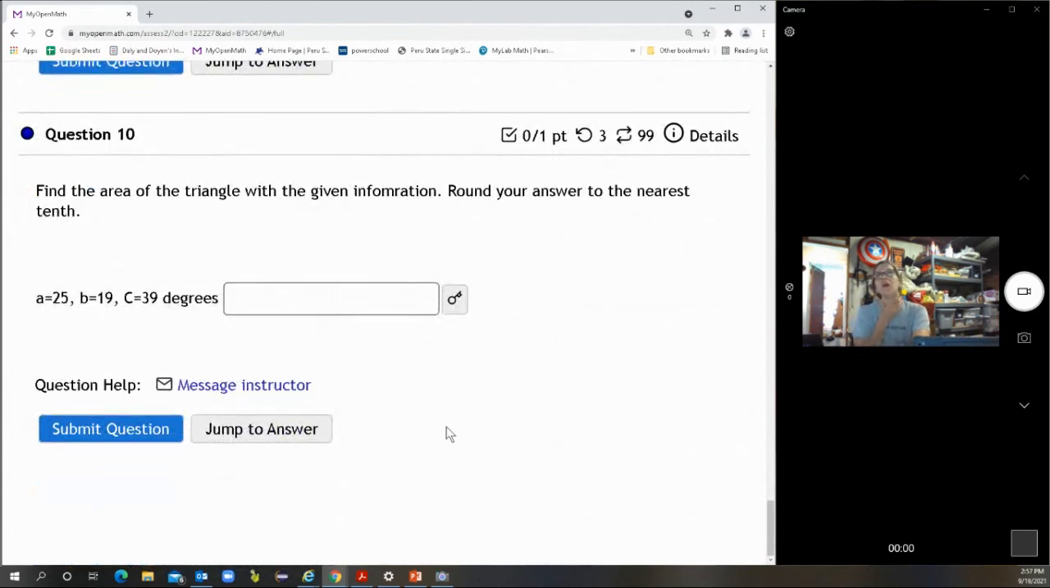Number 10 is find the area of a triangle with the given information and round your answer to the nearest 10. So we actually have a formula for finding the area of a triangle. And let me just pull that up for you real quick.